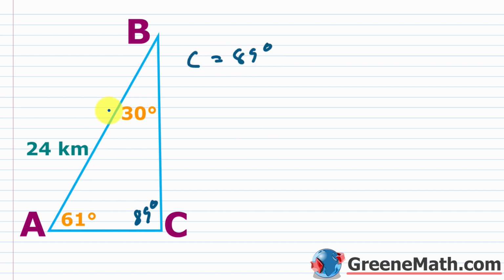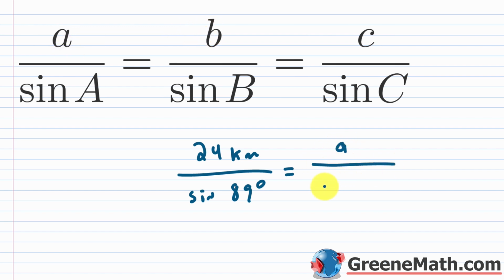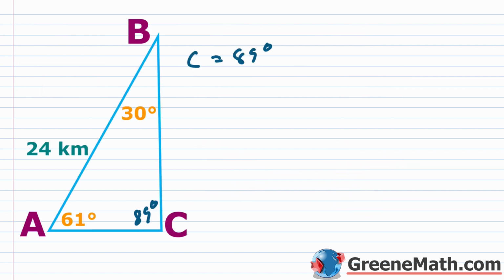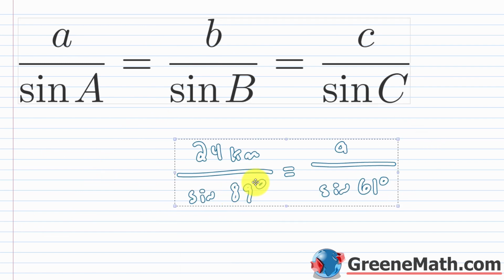We know that the length of this side here, which we call lowercase c, is 24 kilometers. So let's come down here and set this one up. So this is 24 kilometers, and this is over the sine of 89 degrees. Okay, so we're going to use that to get this guy and this guy. So let's start with this guy. So I'm going to put this lowercase a over the sine of, again, if we go back up, the measure of angle A is 61 degrees. So let's put 61 degrees like this. And let me scooch this over here.